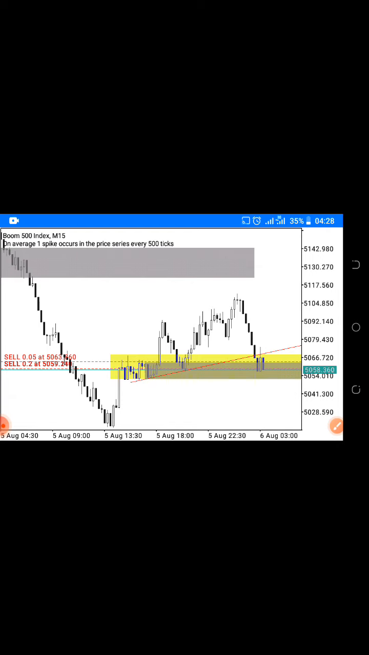We succeed in taking out of what? Lower lows in a downtrend and higher highs in an uptrend.